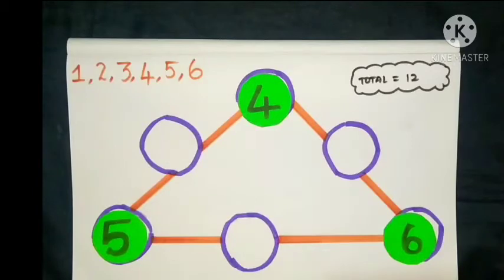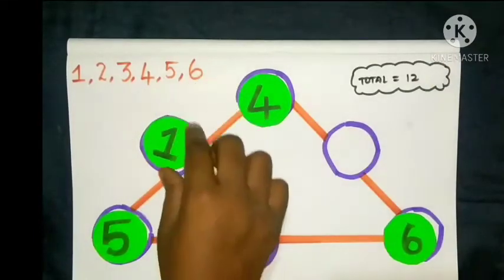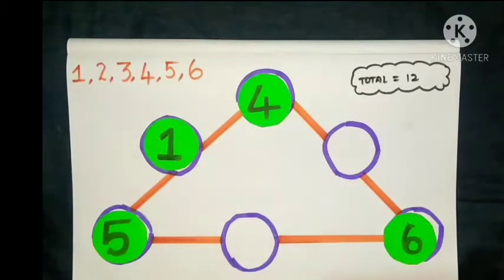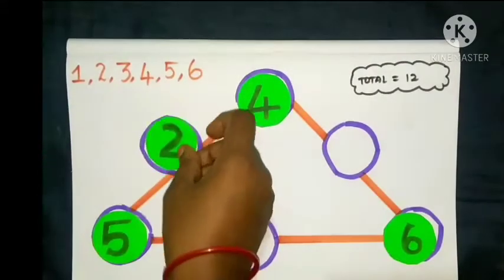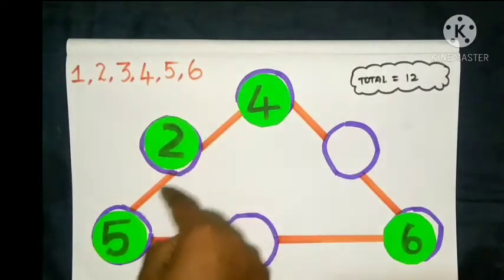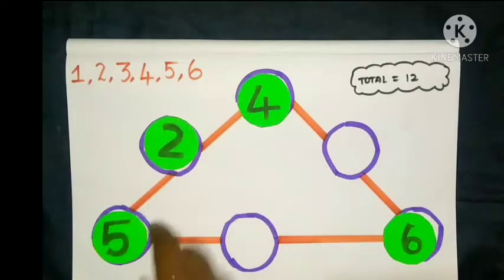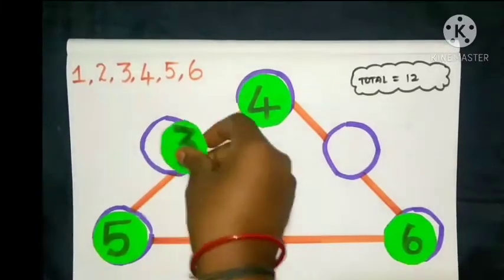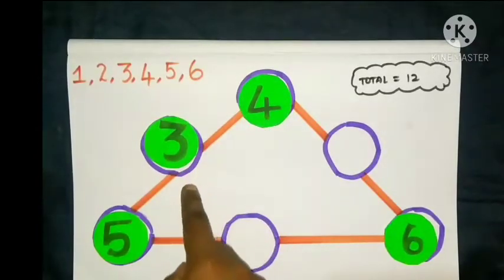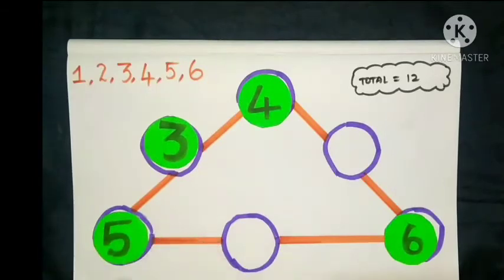Students, don't forget, our aim is to make the sum of each side of the triangle 12. Now place 1 here. Check whether the side of the triangle is 12 or not. 4 plus 1 plus 5 is 10. So it is incorrect. Now let's place 2. 4 plus 2 is 6. 6 plus 5 is 11. So it is also incorrect to place 2 here. Then place 3 here. 4 plus 3 is 7. 7 plus 5 is 12. So we get the number 12 here.